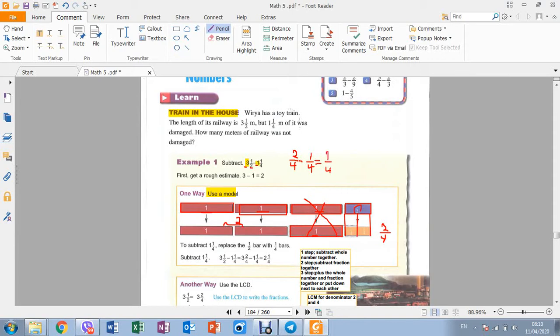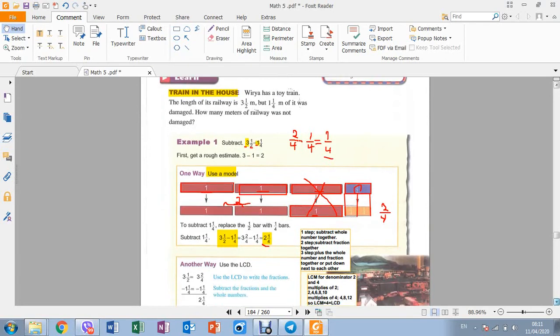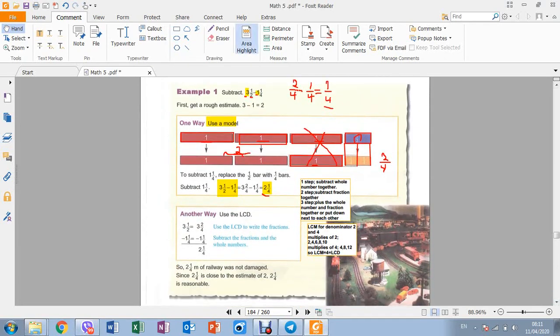The third step: in there I have 2, and I have 1/4. Now the answer is 2 plus 1/4, which equals 2 and 1/4. Or you can directly put them next to each other. The answer is 2 and 1/4. So with this model, 3 and 1/2 minus 1 and 1/4 equals 2 and 1/4.